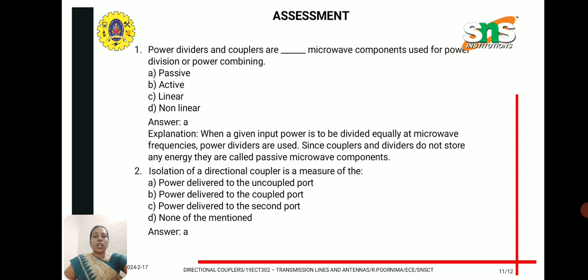Okay, next question. Isolation of a directional coupler is the measure of which of the following? Power delivered to the uncoupled port, power delivered to the coupled port, power delivered to the second port, or none of the mentioned. We know that isolation is used to measure the ratio of forward power to the uncoupled port. So the answer is power delivered to the uncoupled port.